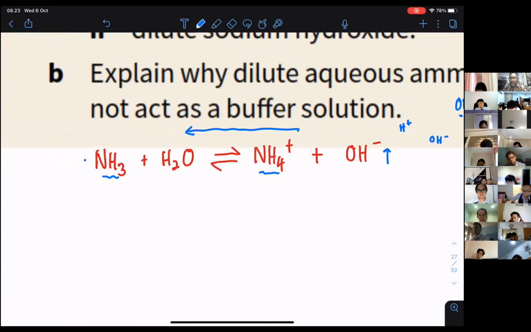What is the problem? Imagine there are 100 apples and there's only one person eating those 100 apples. One person, at maximum, how many can he eat at one go? Five. So there is not enough ammonium ion to remove the OH minus. That is the explanation. Whatever is being added over there will not be removed by the buffer solution, so the buffer will not work.